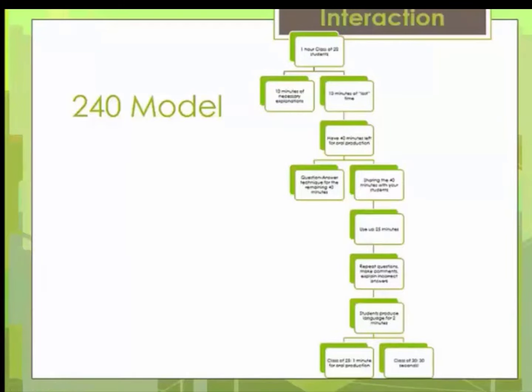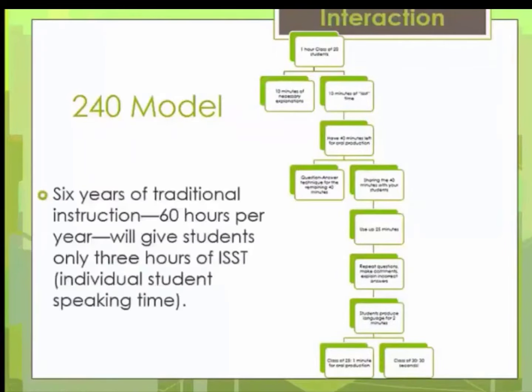In this model, it allows the students to produce language for a little under 2 minutes at a time. In a class of 25, it's reduced to 1 minute for oral production. In a class of 30, it's 30 seconds. Now let's add that time up. Over a 6-year period of traditional instruction using the 240-minute model, 60 hours per year will give students only 3 hours of individual student speaking time.